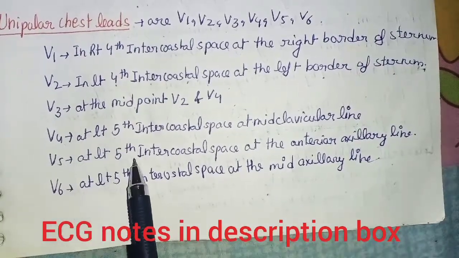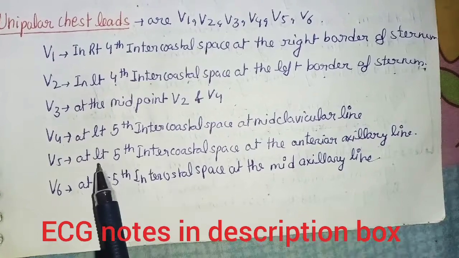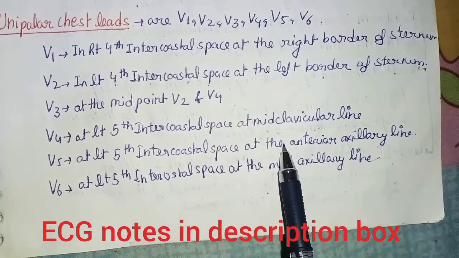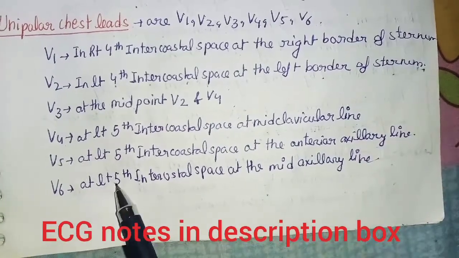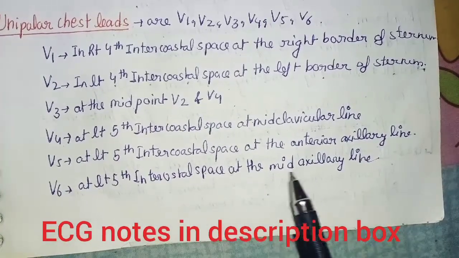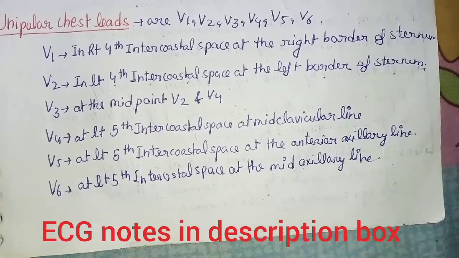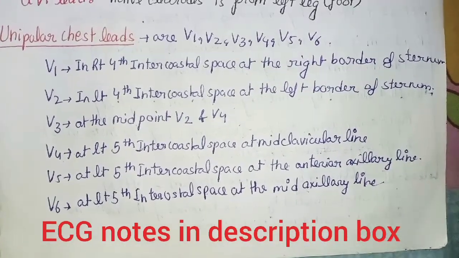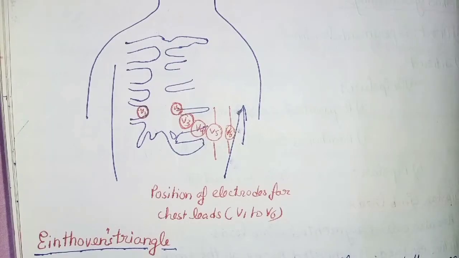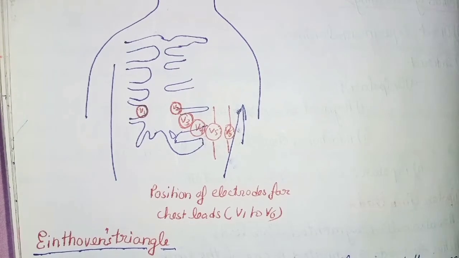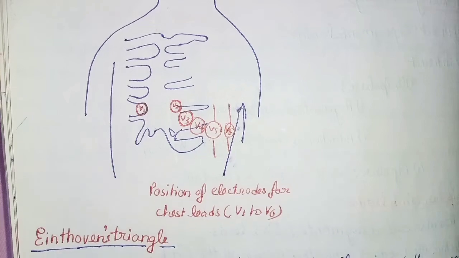V5 at the left fifth intercostal space at the anterior axillary line. V6 at the left fifth intercostal space at the mid axillary line. So these are the locations of the chest leads. As you can see in the diagram, the positions of the different unipolar chest leads from V1 to V6.